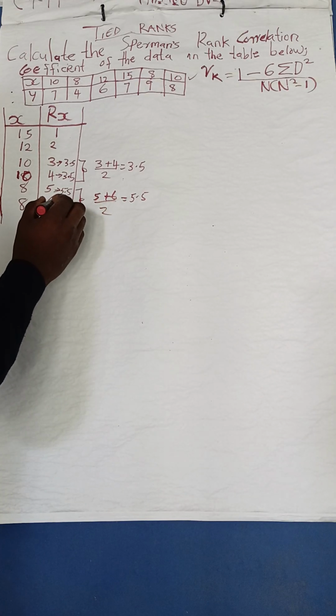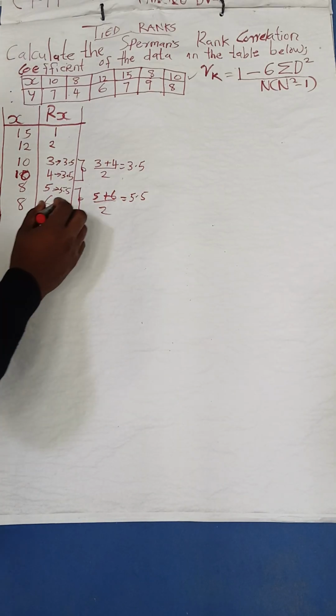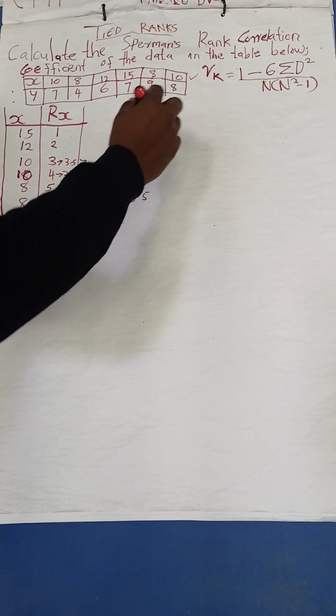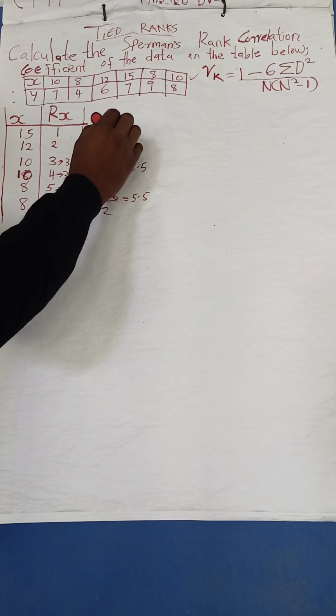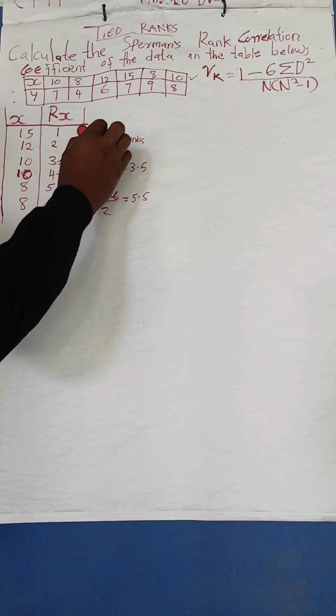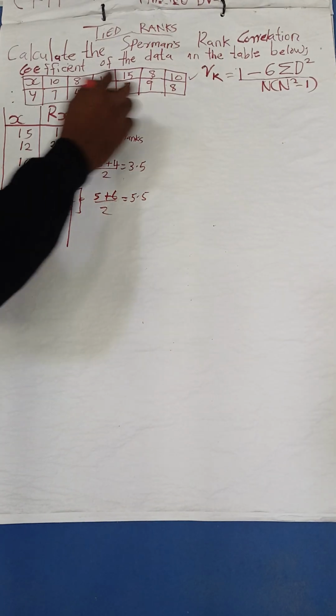And this one will be 5.5. Good. And that one, you are now good to go. So we know the ranks, we have given them the new ranks. Good. Let us now rank Y also. This is how you treat what we call tied ranks.